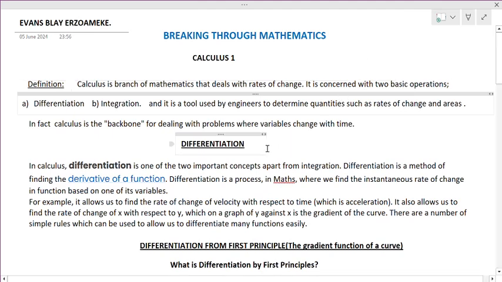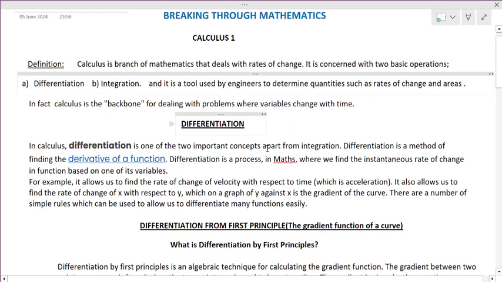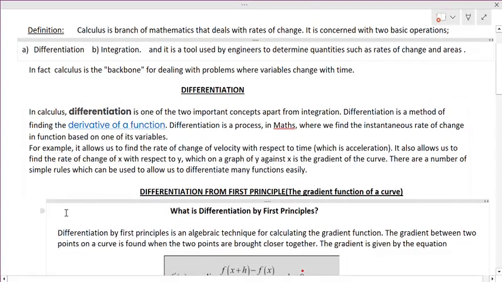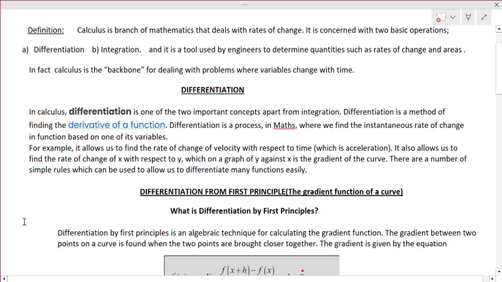So calculus is a branch of mathematics that deals with the rate of change. It is concerned with two basic operations, differentiation and integration, and it is a tool used by engineers to determine quantities such as rate of change and areas. In fact, calculus is the backbone for dealing with problems where variables change with time.